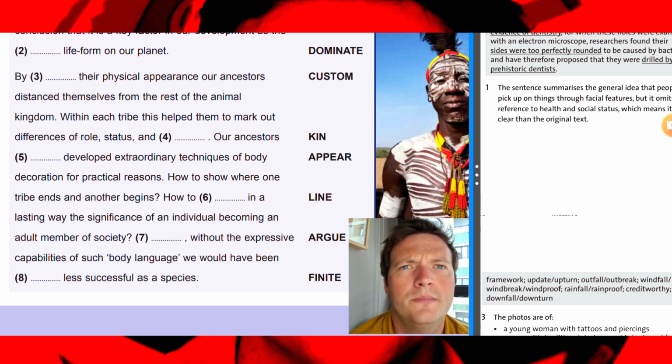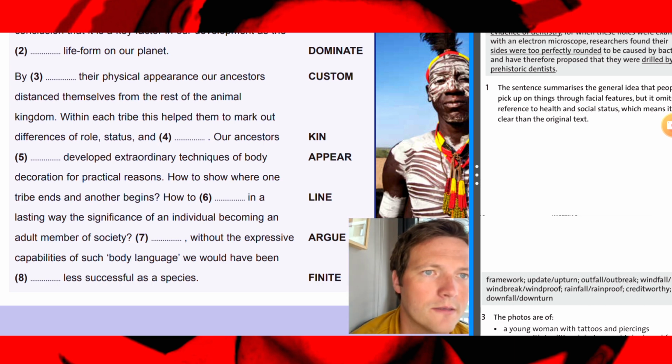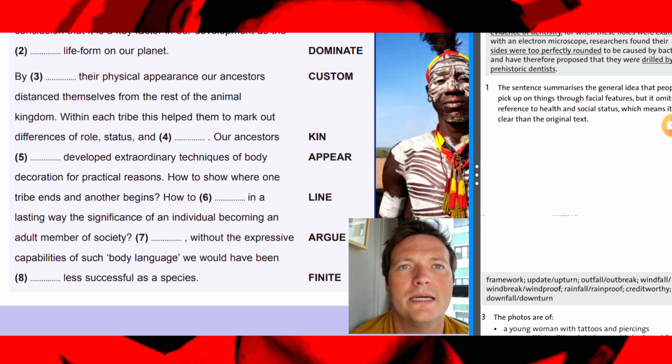By customizing their physical appearance, our ancestors distanced themselves from the rest of the animal kingdom. I think a lot of people write that with a Z. I would write it with an S because I'm English. I know Americans would write it with a Z, or a Zed as I would say, and both are correct. Cambridge accepts both.